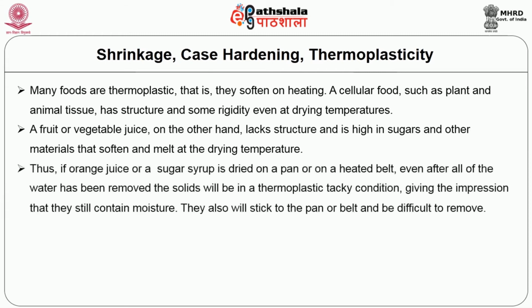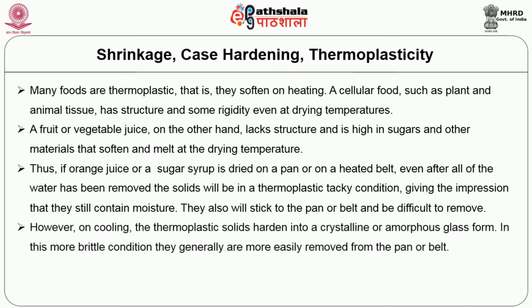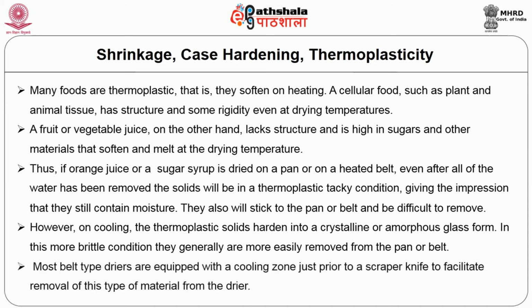Thus, if orange juice or a sugar syrup is dried on a pan or on a heated belt, even after all of the water has been removed, the solids will be in a thermoplastic tacky condition, giving the impression that they still contain moisture. They also stick to the pan or belt and are difficult to remove. However, on cooling, the thermoplastic solids harden into crystalline or amorphous glass form. Most belt type dryers are equipped with a cooling belt just prior to the scraper knife to facilitate removal of this type of material from the dryer.